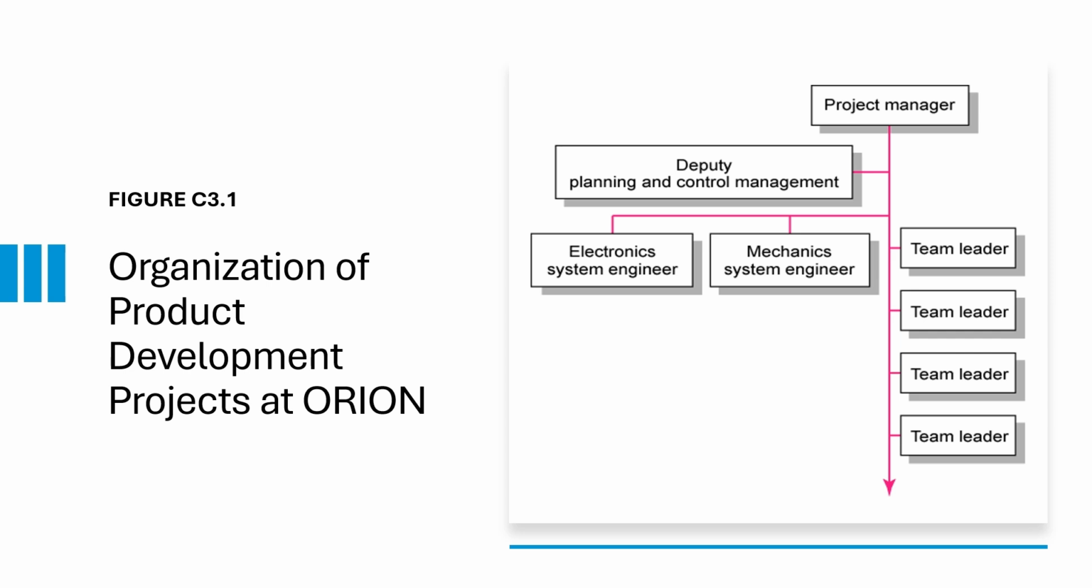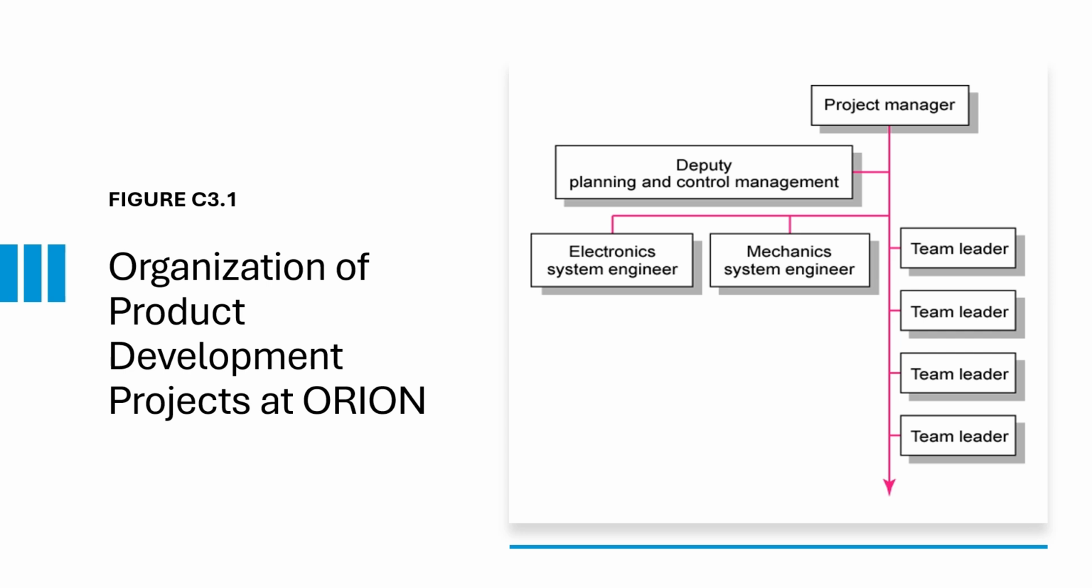Below it are team leaders. Team leaders report to the system engineers and manage specialized teams focused on specific tasks within the broader project. Each team leader is likely in charge of a different part of the project. The structure is hierarchical, with a project manager overseeing the project.